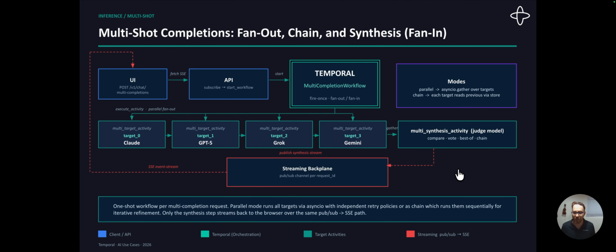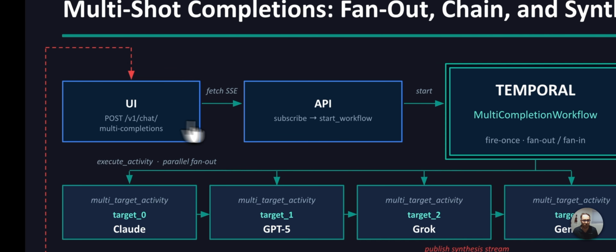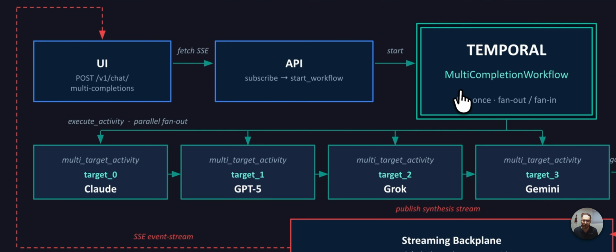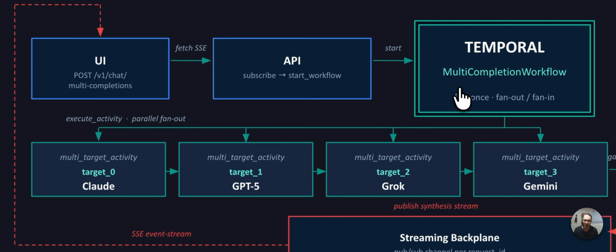Now, let's look at something a little more sophisticated, the multi-chat completions. And this is going to be really fun. What happens here is you ask a question to the LLM, but you're not asking one LLM, you're asking a bunch of LLMs at the same time, and then you get back all the answers and synthesize them together. And the way that looks is you go into your UI, you ask a question, it fires off an API request, which in our case starts a multi-completions Temporal workflow.